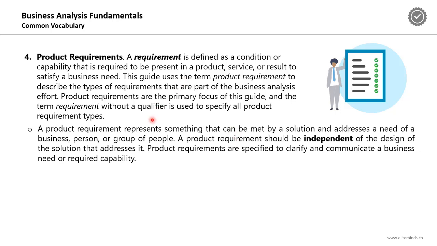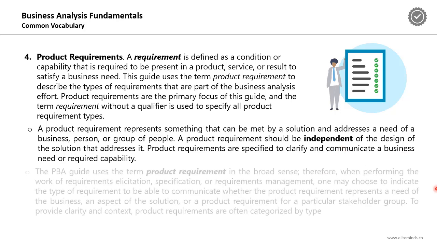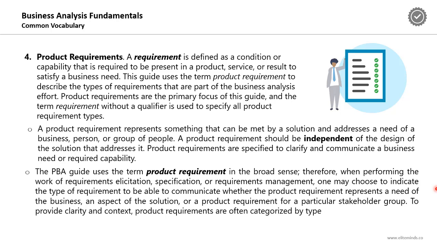A product requirement represents something that can be met by a solution and addresses a need of a business, person, or group of people. A product requirement should be independent of the design of the solution that will address this requirement. So again, the product requirement should be independent of the design of the solution that will address this requirement. Product requirements are specified to clarify and communicate a business need or required capability.